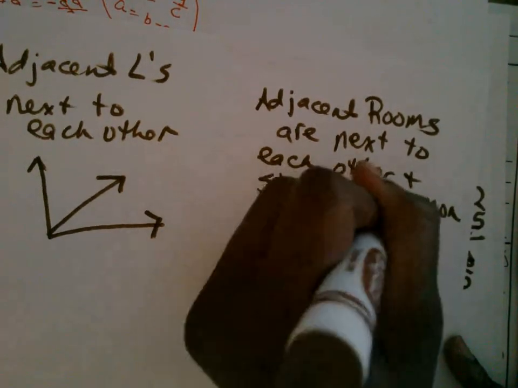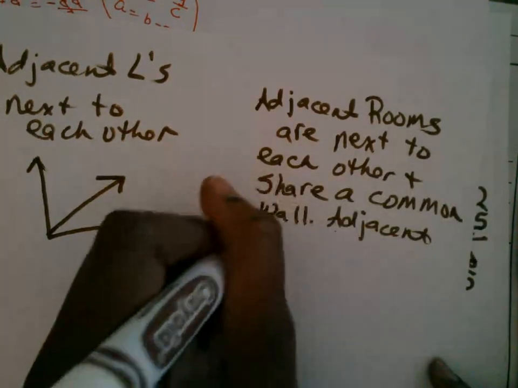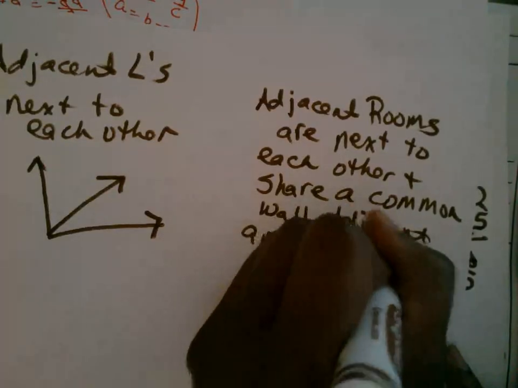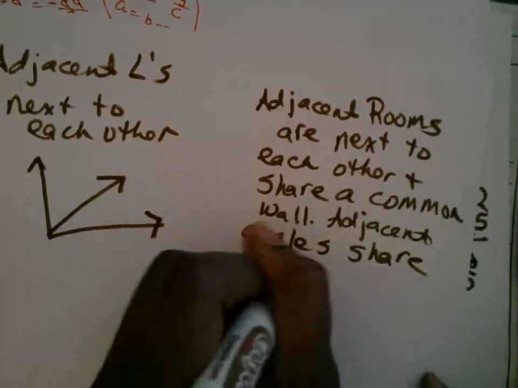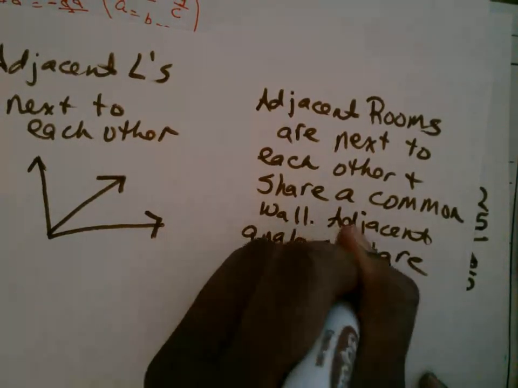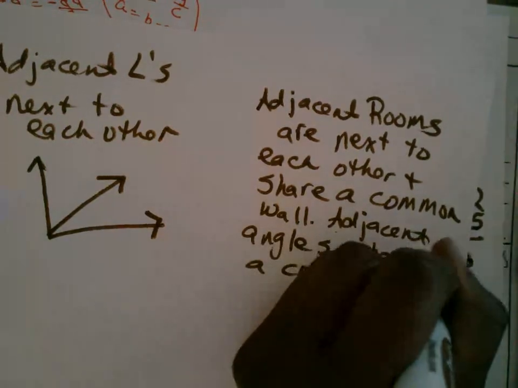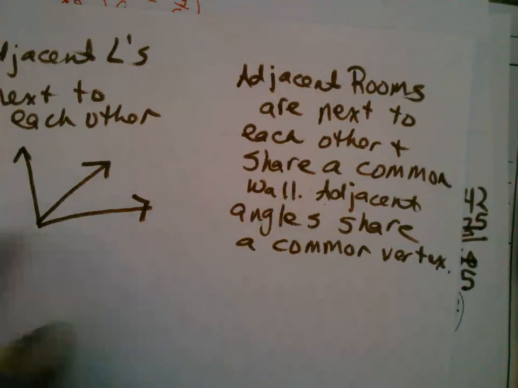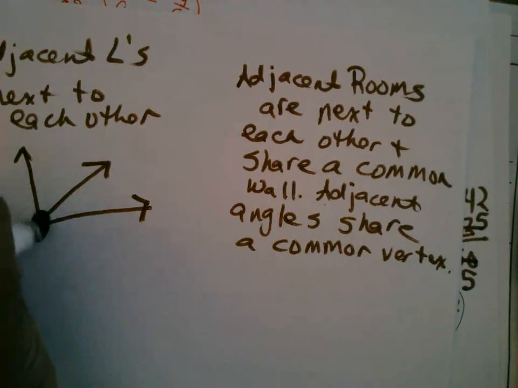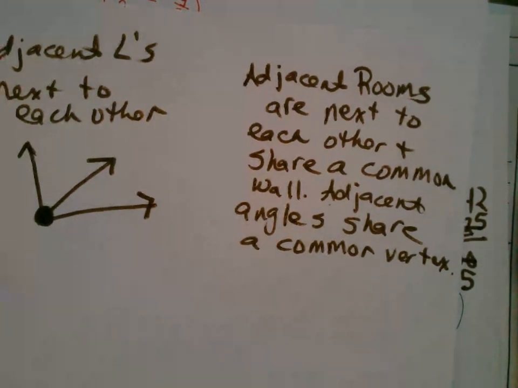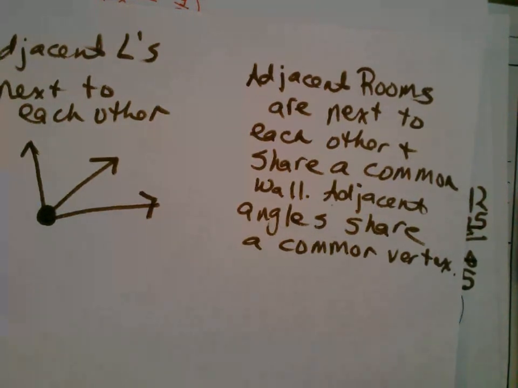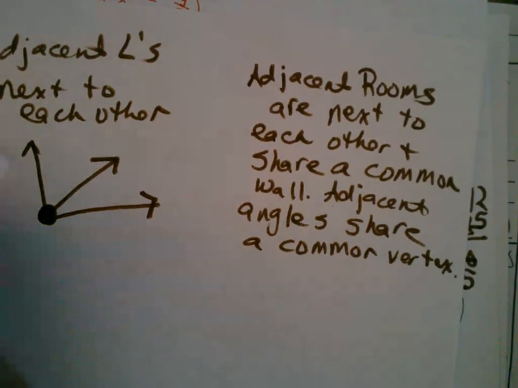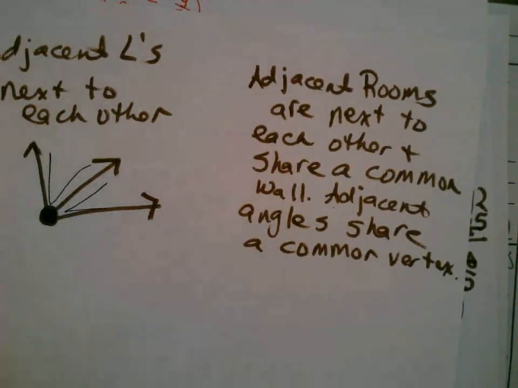Adjacent angles. What did y'all say adjacent angles share? A common vertex. Adjacent angles share a common vertex. The vertex that my adjacent angles share is this right here. The vertex is where they meet, the point where they meet. This is a vertex. It's where this angle meets this angle.